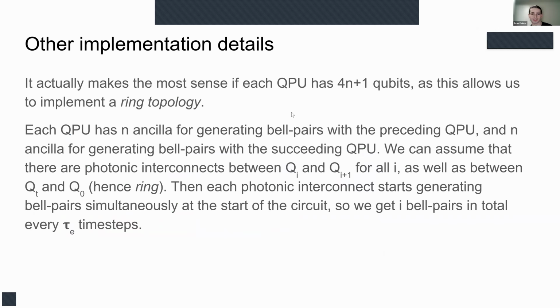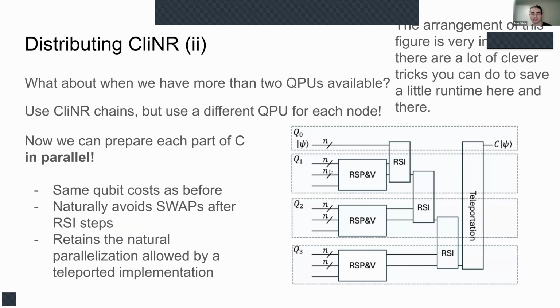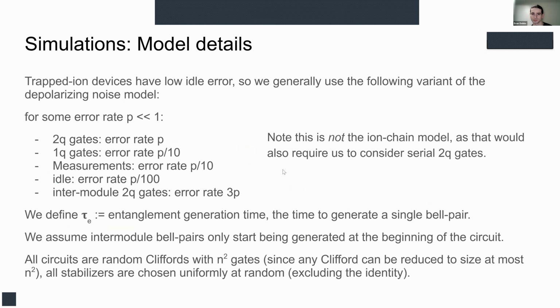There's some other minor implementation details here. I mentioned that you still have fairly large QPUs. Actually, you'd want the QPUs not to have 3n plus 1 qubits, but 4n plus 1 qubits, so that they can connect between the previous QPU and the next QPU in the chain. And you would set this up as a ring. So Q1 would generate Bell pairs with Q0 and with Q2 simultaneously. And then you would consume these for these RSI steps, but then you never have to communicate, for example, between Q1 and Q3. And this limits the size of your QPUs, and also makes entanglement generation much more manageable.